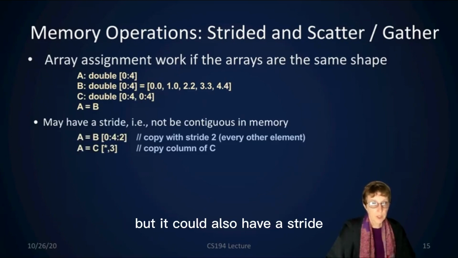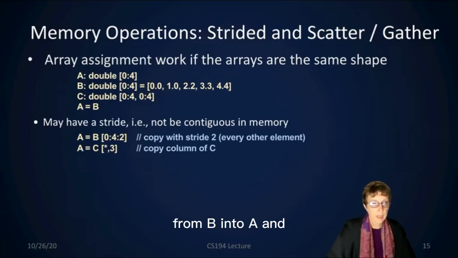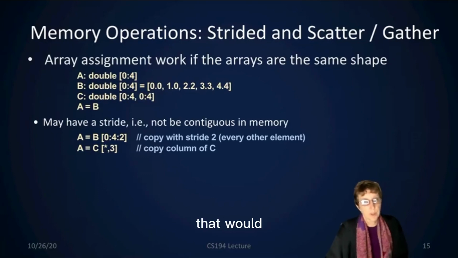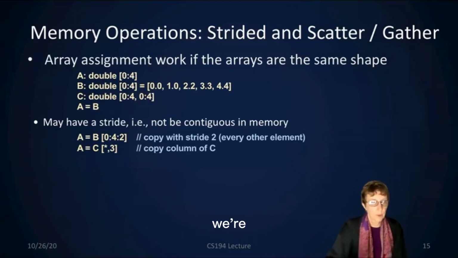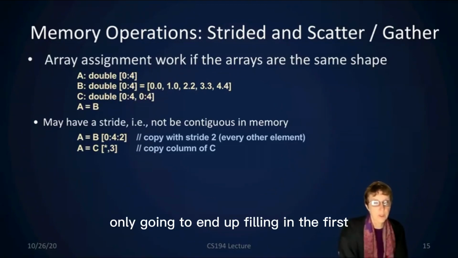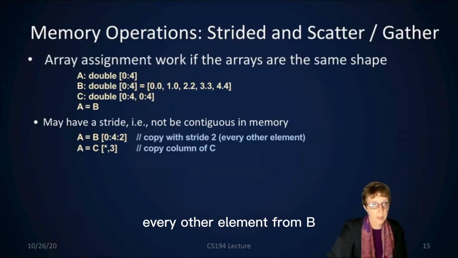But it could also have a stride. So we could say copy all of the elements with a stride of 2 from B into A. And that would, for example, if B is only going up to 4, end up filling in only the first half of the elements of A with every other element from B.